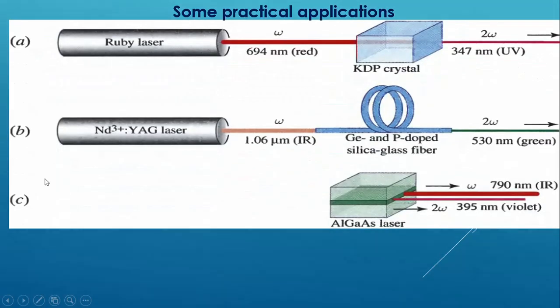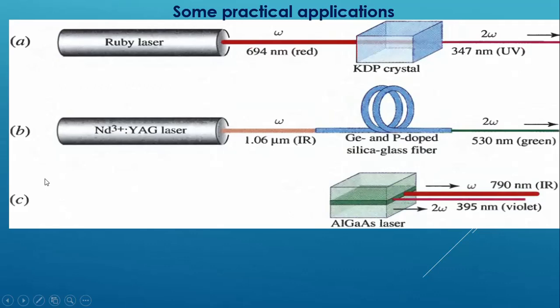We have a ruby laser. The output of the ruby laser is 694 nanometer. Once you generate this 694 nanometer, it is passed through a KDP crystal that obeys some nonlinear behavior. See the output: once you give an omega, you will get a 2 omega. That is, 694 nanometer can be changed to 347 nanometer. That means once you incident some omega frequency on some crystal, the output will be 2 omega. So this is the second harmonic. The input is omega, the output is 2 omega.